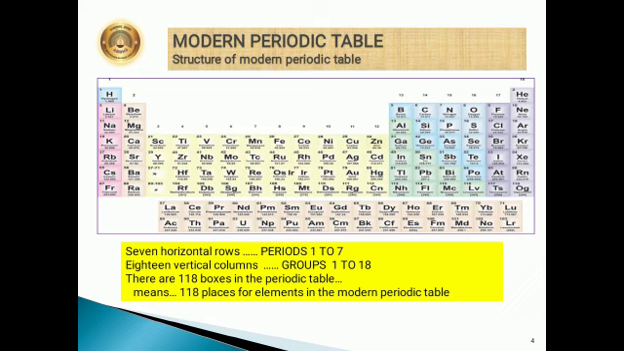It means 118 places for elements are given in the modern periodic table. The arrangement of the periods and the groups results in the formation of these boxes. The atomic numbers are serially indicated in the upper part of these boxes.